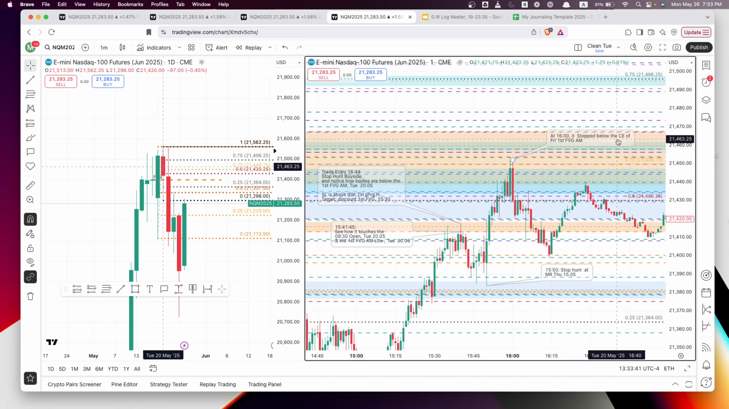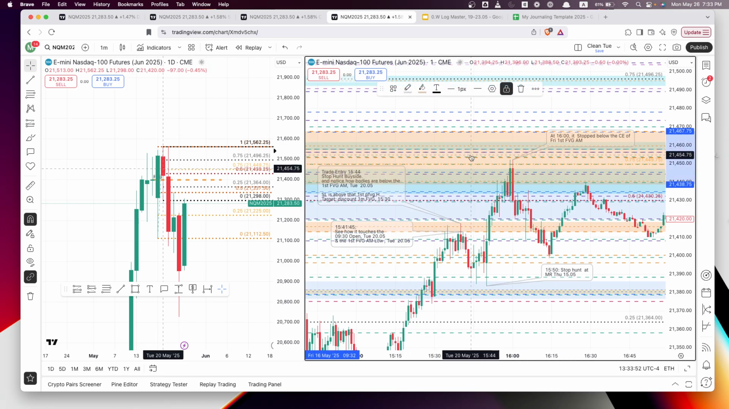And here you see how price is stopping below the 50% level, consequent encroachment, of the Friday first fair value gap. So it's this one, AM fair value gap. Notice how it doesn't even touch it. And then, but now time is 4 p.m., so we're not so interested to take a trade anymore.